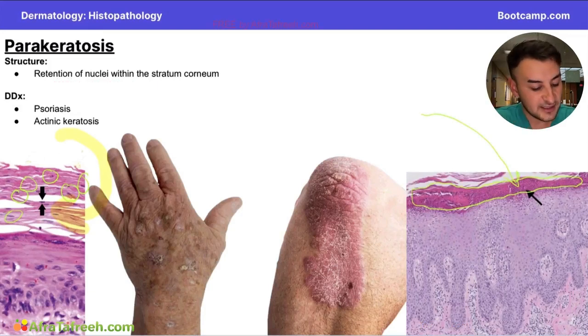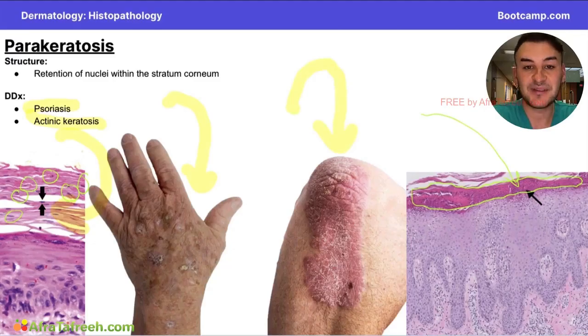We're going to see this in disease processes like psoriasis and actinic keratoses. I've labeled actinic keratosis here for this hand, and then this beefy red plaque is an example of psoriasis. Both of these will have parakeratosis.